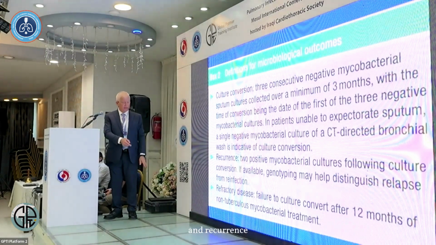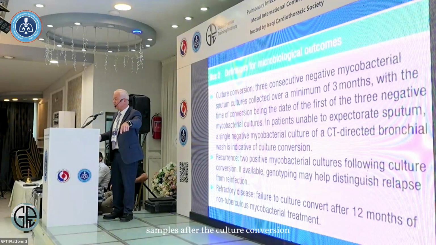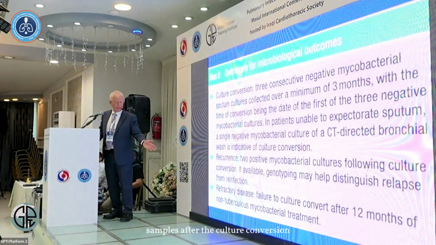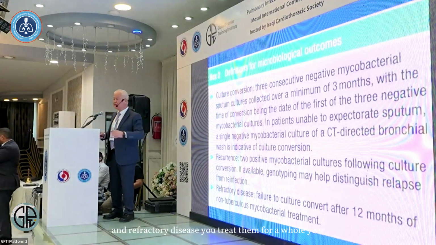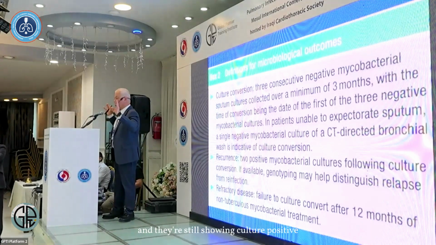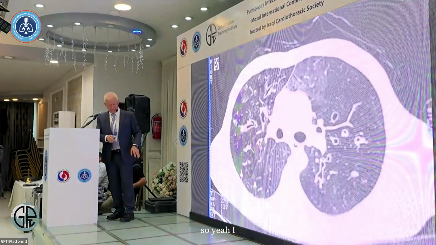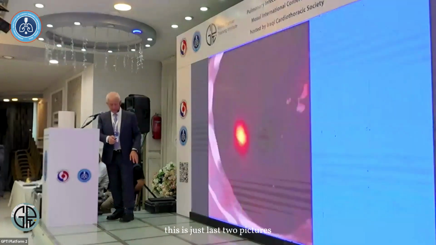Recurrence means that you have 2 positive mycobacterial samples after the culture conversion. Refractory disease means you treat them for a whole year and they're still showing culture positive. That means a treatment failure. Okay, so this is just the last 2 pictures.